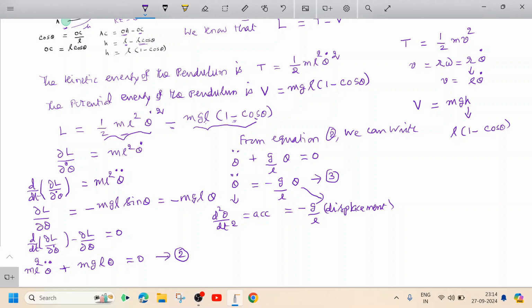Now, in simple harmonic motion, the general formula for acceleration is acceleration equal to minus omega square into displacement. This is the general formula. This is equation 4. Now compare equations 3 and 4.